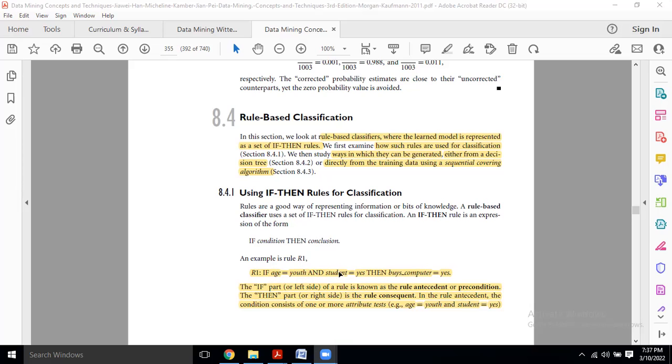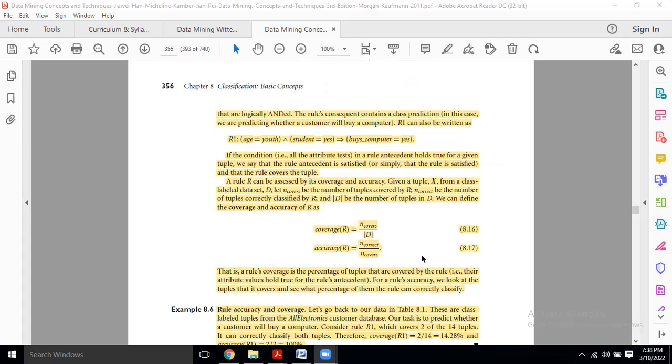The portion of the rule which is written before the then, that means the left portion of the rule, is called the rule antecedent, and the right portion of the rule, which is written after then, is called the rule consequent. Now, if more than one attribute is used in the rule, we use an AND operator. This is the short form of the rule, where instead of AND, we have used an operator for representing the rule.